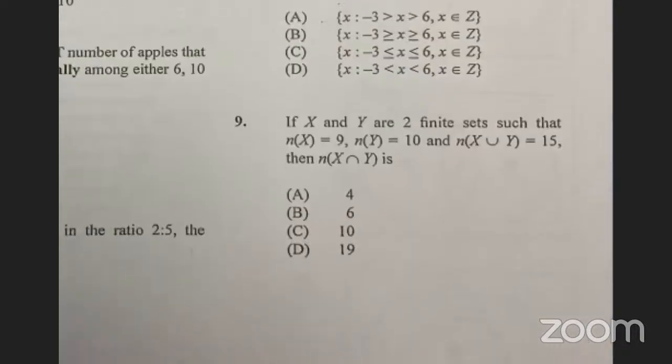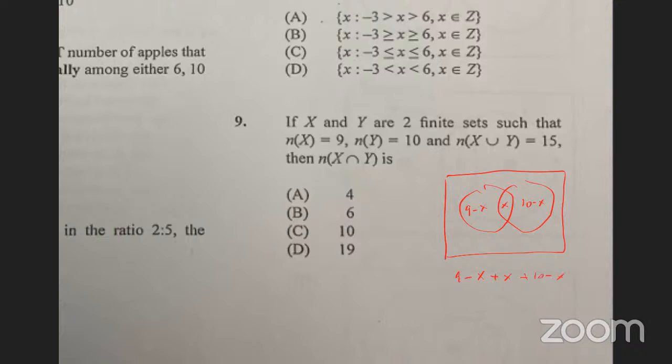If x and y are 2 finite sets such that that is that and that is that, what's the intersection? That's where the Venn diagram comes in handy, right? Here's x, here is 9 minus x, and here's 10 minus x. When you add up 9 minus x, 10 minus x, you add up all of that, you're going to get 15. Right, so that is 19 minus x is 15, so x is 4.